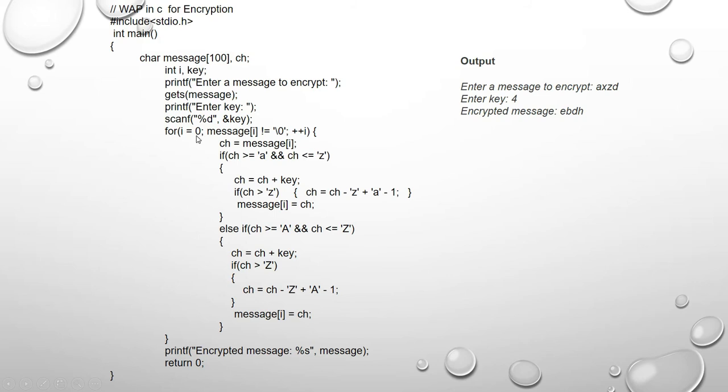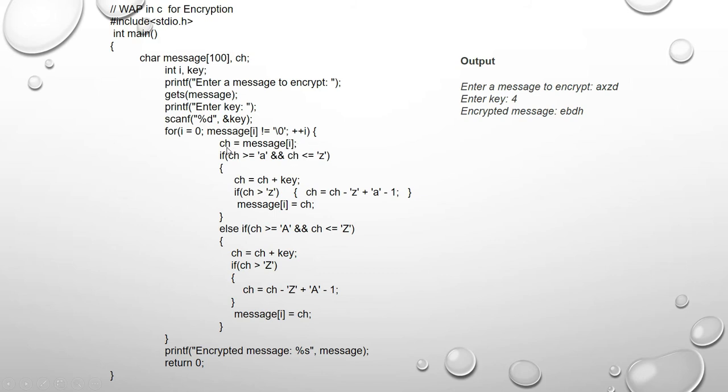Same logic as the previous program: a for loop is assigned which starts reading from location 0 up to message[i] not equal to null. Unless and until message[i] is not equal to 0, it keeps running and reading the content of the for loop.